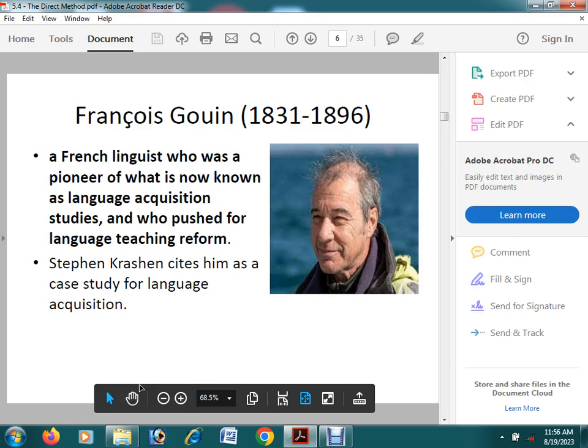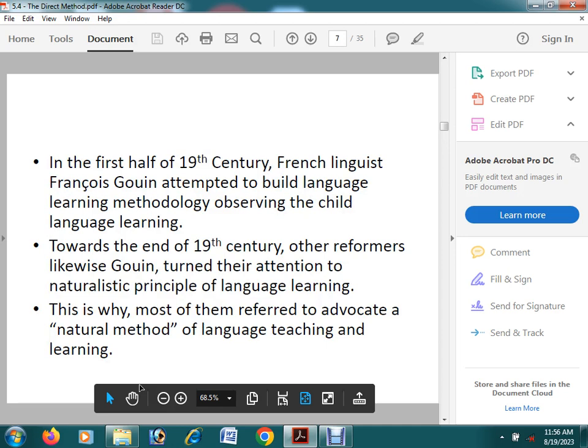And next time, Stephen Krashen supported this man, Francois Gouin. What is that point? The point is that language learning should be in the natural way. What is the natural way? In the natural way, a child learns the mother language. So according to the prescription of Francois Gouin, direct method can be called natural method. And this attempt was made by Francois Gouin in the first half of the 19th century. He attempted to build language learning methodology by observing child language learning.